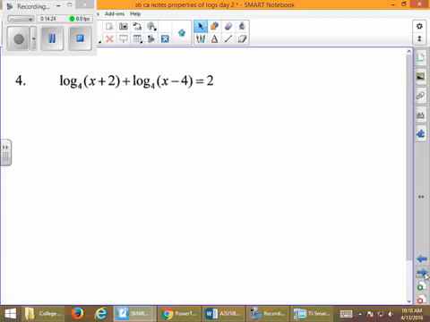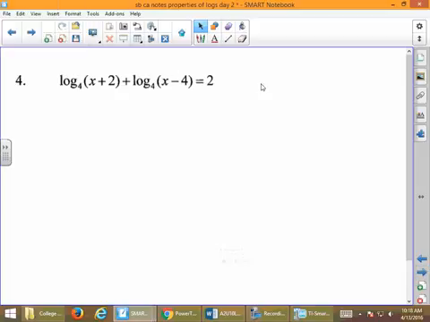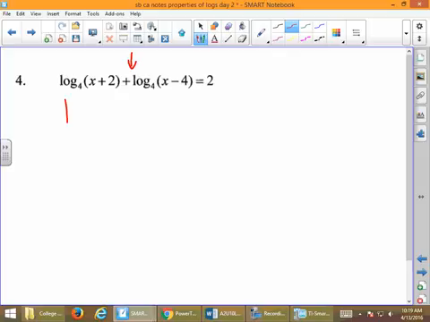Which leads us to problem number 4. Again, the difference today is that we have logarithms on one side of the equation, but we don't have them on the other. The properties still hold true. And in this case, we have plus, and what does plus tell us to do? It tells us to multiply. We get log base 4 of x plus 2 times x minus 4 equals 2.